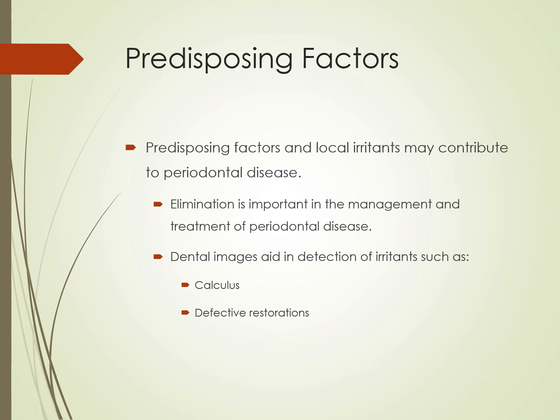And then, of course, we have dental images. The radiographs help us to find things like calculus and defective restorations. While we're not going to be able to know from our images if they are taking a medicine that causes xerostomia, with our radiographs we're going to be able to identify calculus and defective restorations, and those two will play very large roles in periodontal disease for your patients.